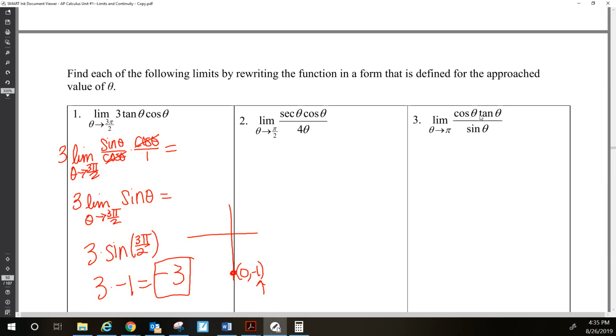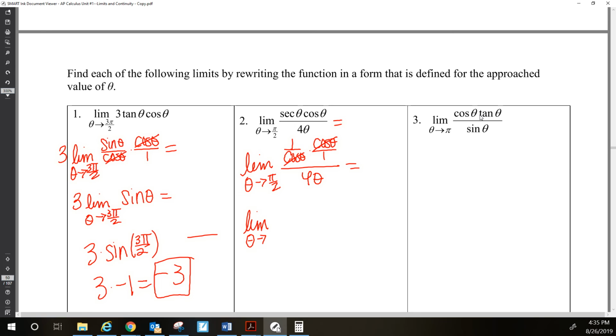All right, number 2. This is going to be the limit as theta goes to pi over 2. Secant is the same thing as 1 over cosine theta times cosine theta over 1, all over 4 theta. Here my cosine thetas cancel each other out. So I've got the limit as theta goes to pi over 2 of 1 over 4 theta. It'll be 1 over 4 times pi over 2. And 2 goes into the 4 two times, so it's 1 over 2 pi.